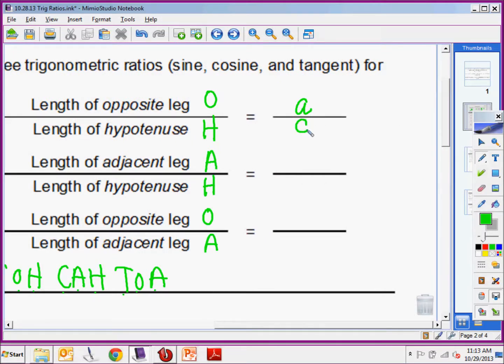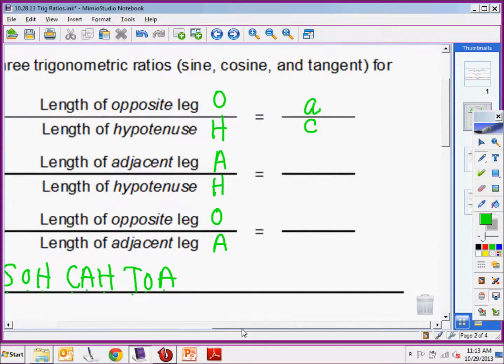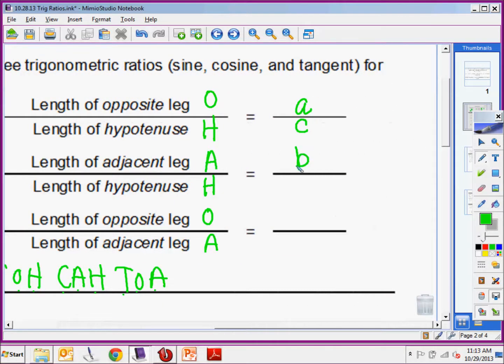All right? Now it says adjacent. Adjacent means next to. So looking at angle A, what side is adjacent to it? B. This is next to me. And my hypotenuse is again? C. Okay? So now it says the length of your opposite. So what was my opposite? A. Over the length of my adjacent. And what was my adjacent? B. And that is how you utilize sine, cosine, and tangent.